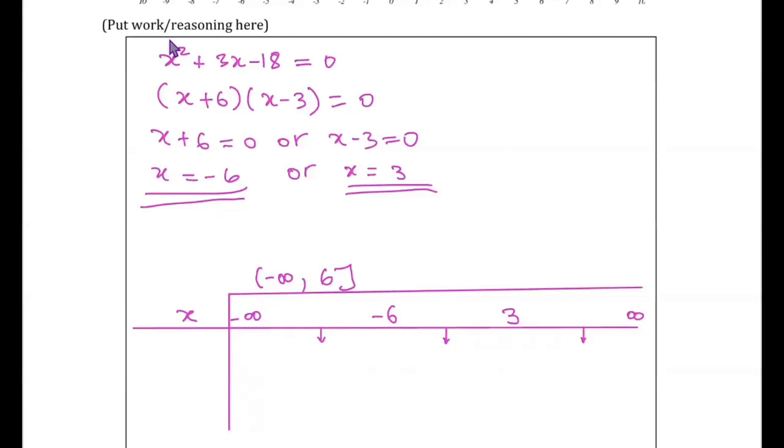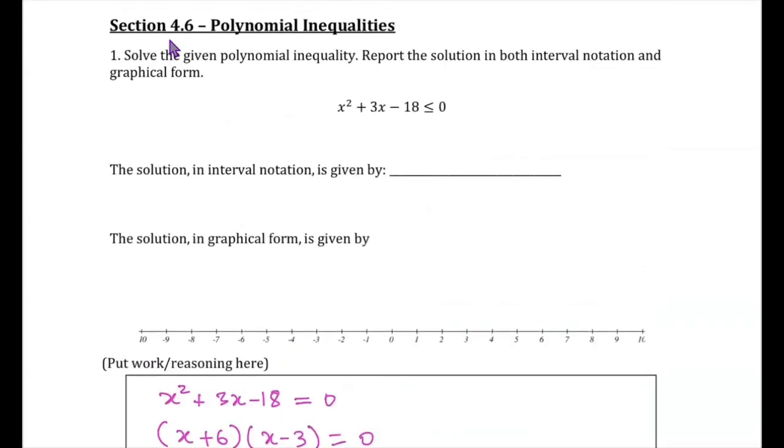So we have this interval. We also have another interval from negative 6 to positive 3. And we also can take the interval from positive 3 to infinity. So these are the 3 intervals that we will work on, and we're going to see which one verifies the condition set for this inequality, which is whether the expression is less than or equal to 0.